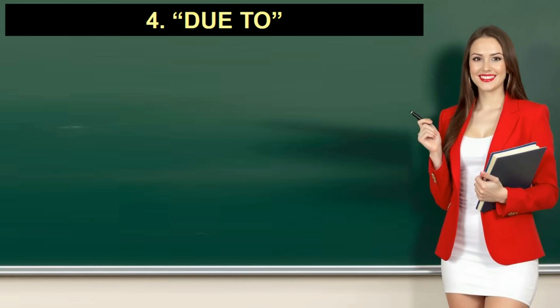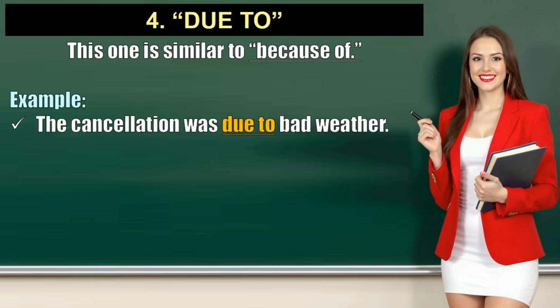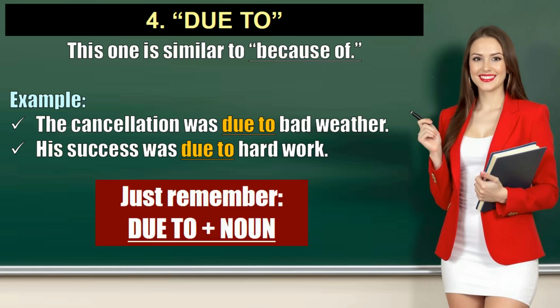4. Due to. This one is similar to because of. Example, the cancellation was due to bad weather. His success was due to hard work. Traditionally, due to modifies a noun, while because of modifies a verb. But in modern English, they are often used similarly. Just remember, due to plus noun.